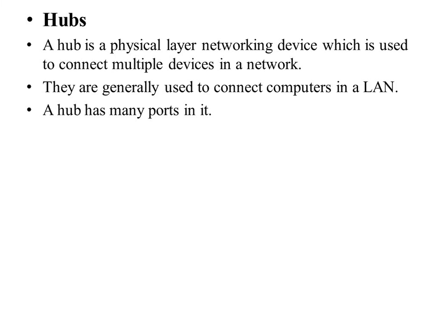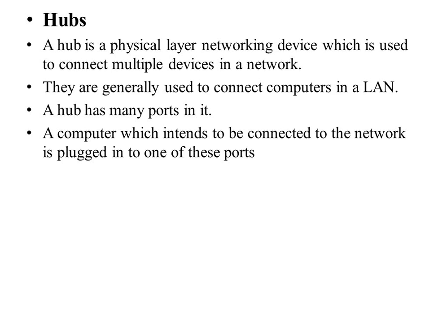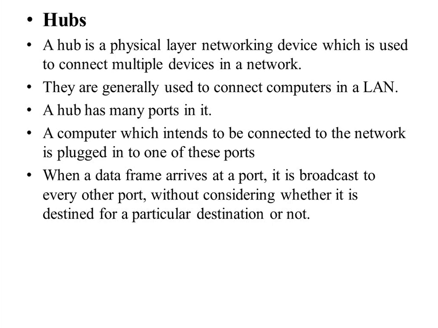A hub has many ports in it. Then the computer which intends to connect to the network is plugged into one of the ports. When the data frame arrives at a port, it is broadcasted to every other port except the one from where it was sent, without considering what the destination is.